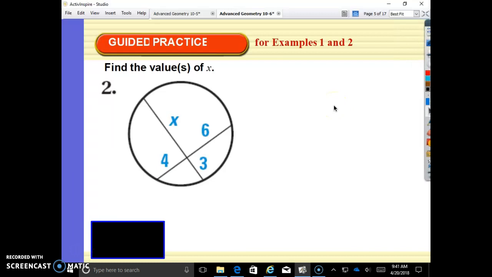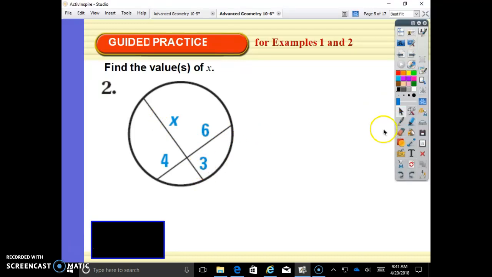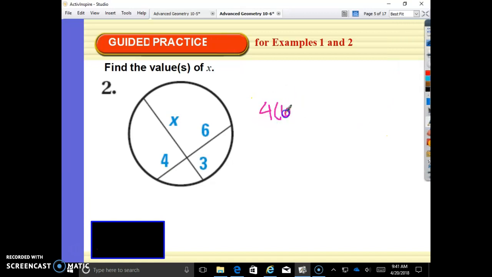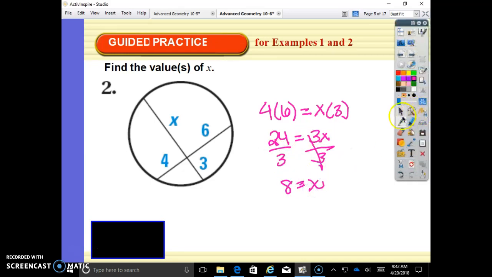Alright, so this is that first rule. 4 times 6 equals x times 3. Part times part equals part times part, right? 4 times 6 equals x times 3. 24 equals 3 times what? Divide by 3 on both sides. 8 equals x.